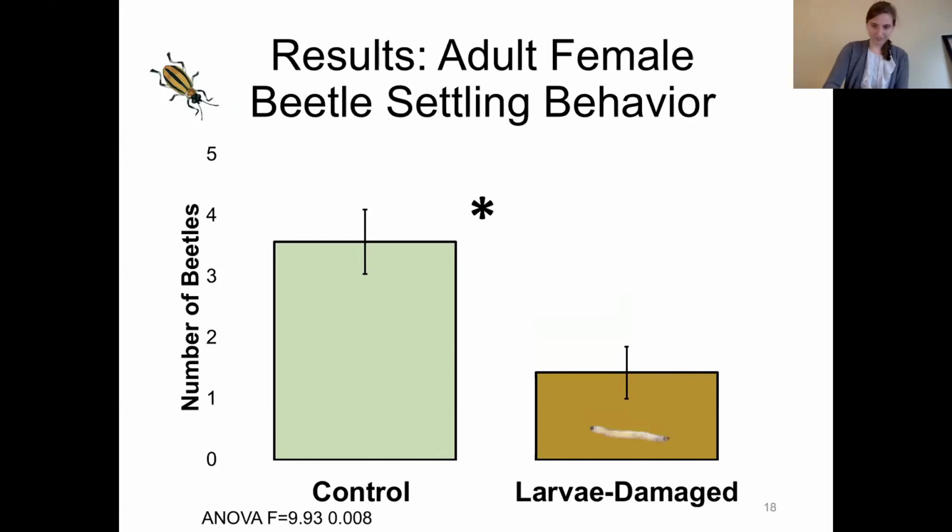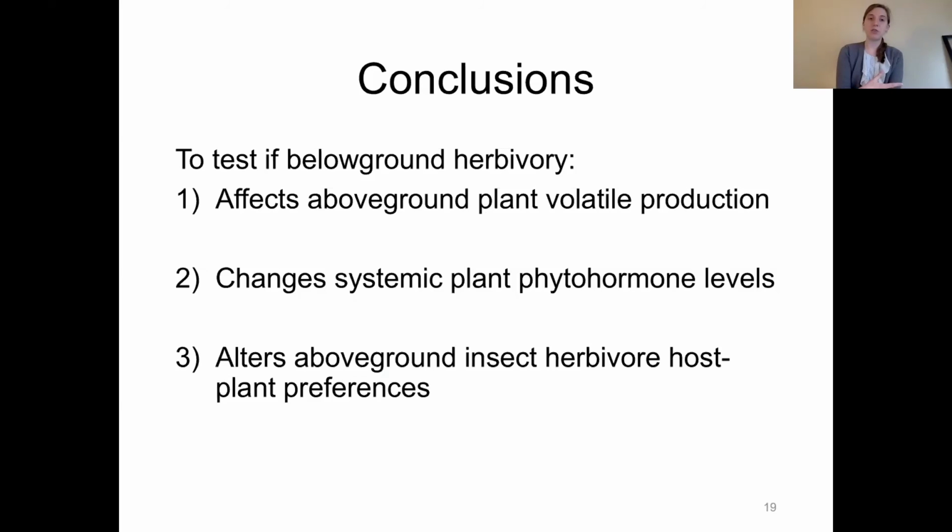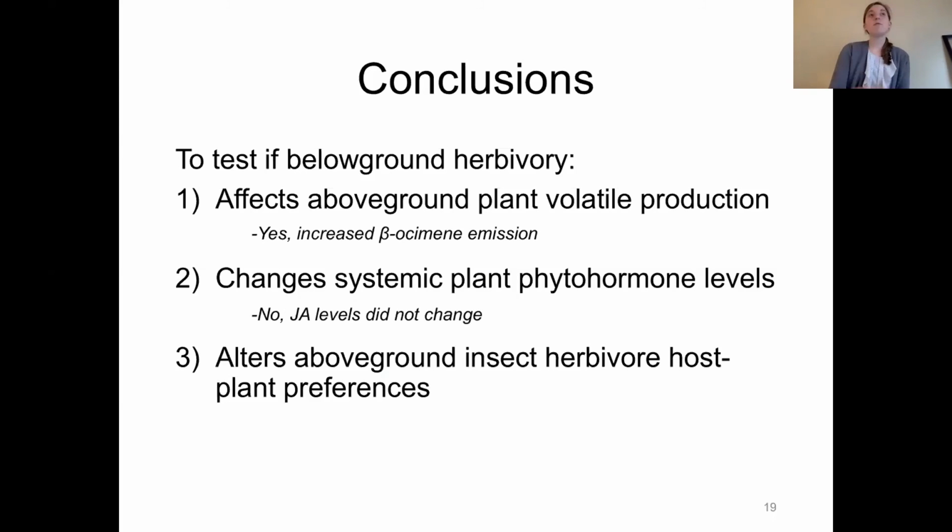And we can see on average that the beetles significantly preferred settling on the control plants relative to the larvae damaged plants. And so in conclusion, if we think back to those initial objectives that I had, I was really interested in testing if below ground herbivory affects above ground plant volatile production. And what I found was that yes, there are increased levels of beta-ocimene emission in plants that are damaged below ground by larvae.